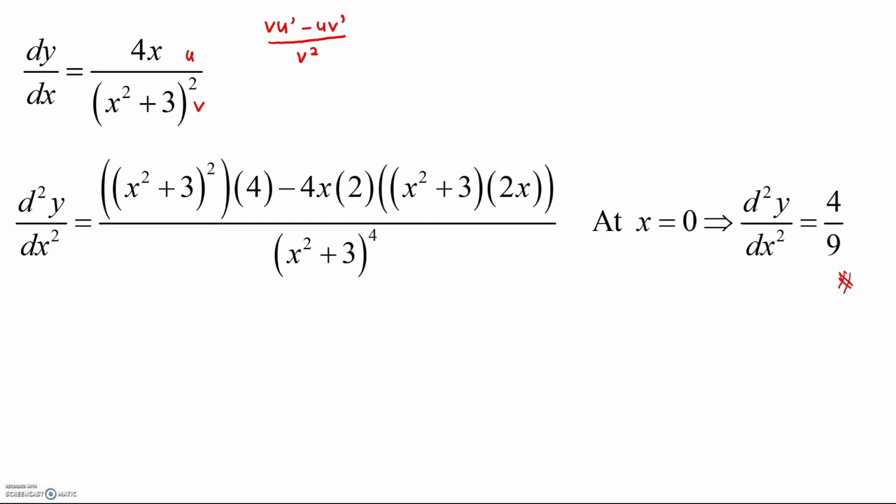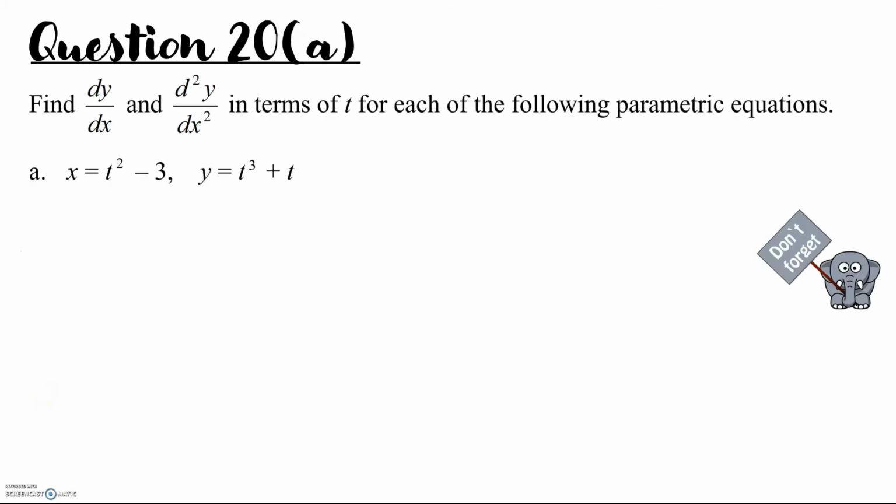That's all. Question 28. Find dy over dx and d squared y over dx squared in terms of t for each of the following parametric equations. So x equal to t squared minus 3 and y equal to t cubed plus t. First of all, we need to find out our dx over dt and dy over dt. So first, dx over dt becomes 2t and our dy over dt becomes 3t squared plus 1.